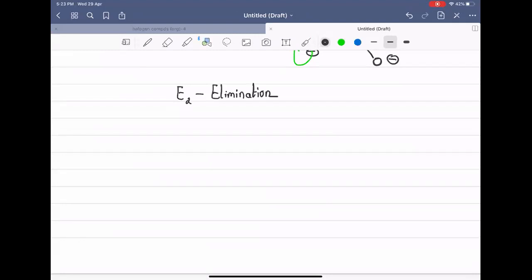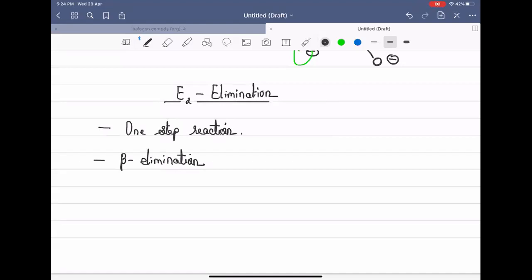So, E2 elimination. In E2 elimination, first of all, it is a process that takes place in only one step. So it is a one-step process. It is a type of beta elimination, right? Leaving groups.